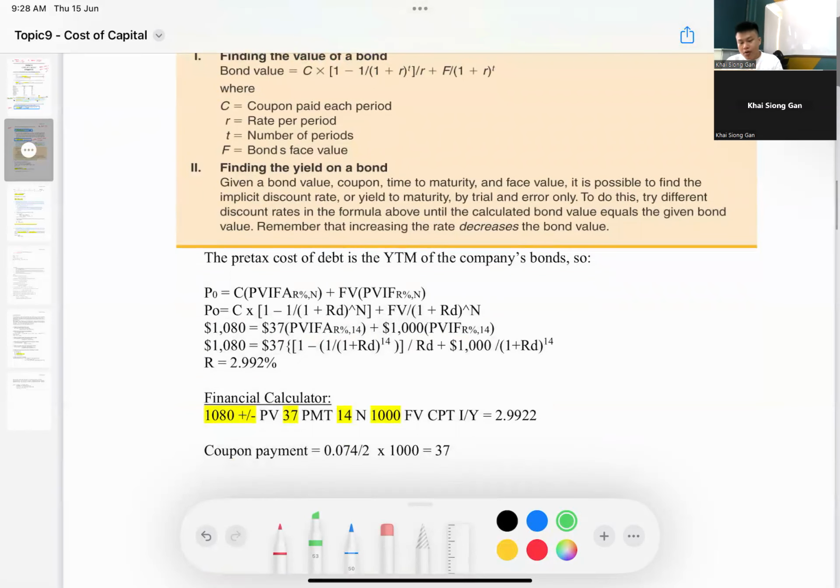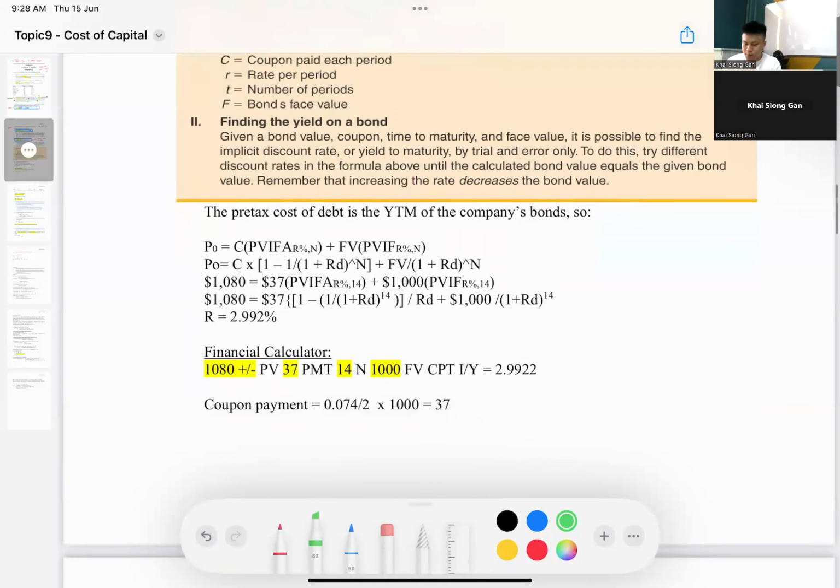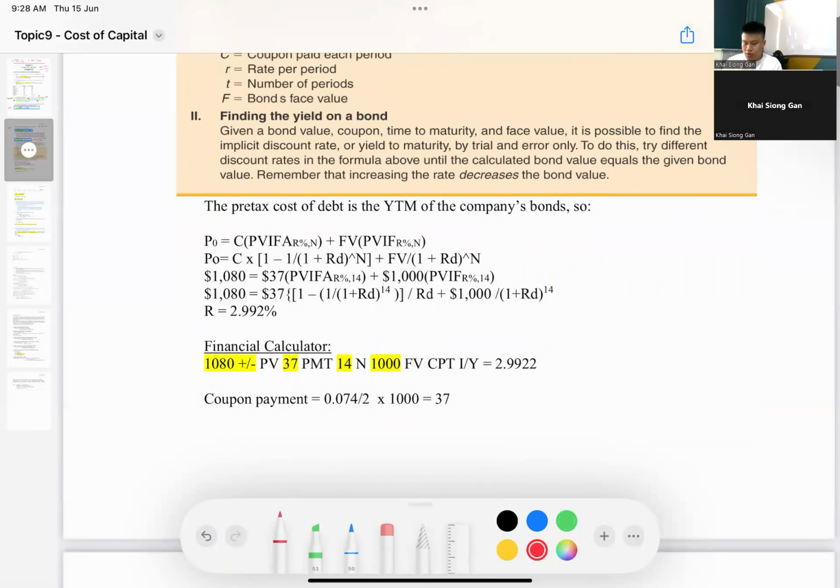For bonds questions, even if you want to use the formula, it's super hard. So do not use the formula method for bonds. You must use the calculator. So first of all, write what we have done just now. Same thing for bonds as what we did just now. Do not use the formula method. Use the calculator method.